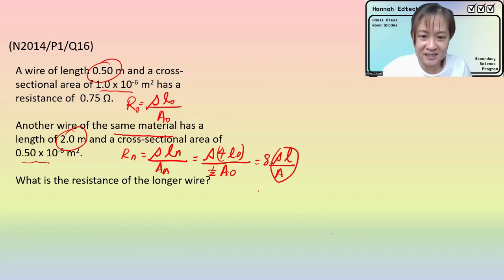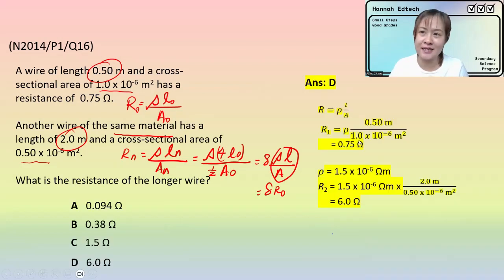So what is this? This is actually the original resistance, which is 0.75. All right? So for this case, they actually calculate the resistivity first. However, you don't need to calculate the resistivity and can still use the ratio way, and you can find out that 8 times 0.75 is equal to 6 ohms.